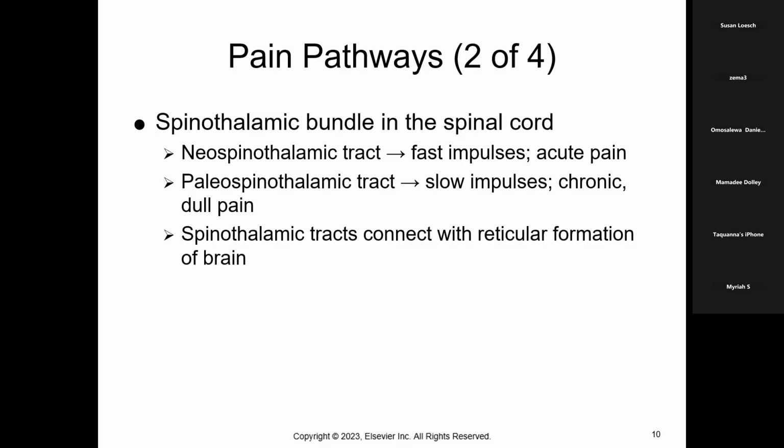Okay, now the spinothalamic tract connects with the reticular formation, which is where your RAS is. Your reticular activating system, right? The RAS does what? It arouses. It decides which information is important to take in and what's important, and which ones to ignore. So it's going to arouse you, the RAS, okay? And it's going to let you know that this pain is occurring. So good.